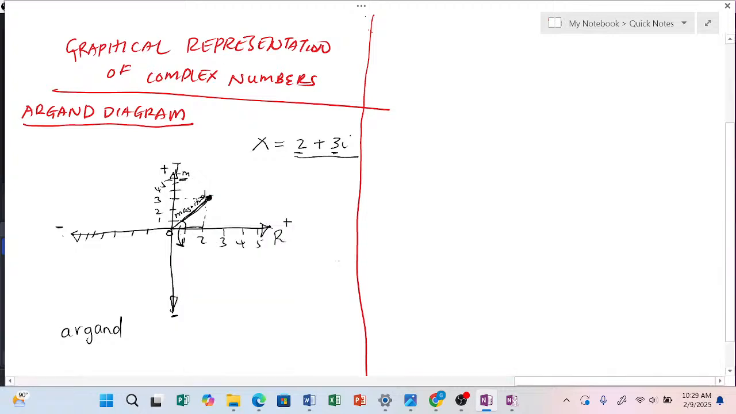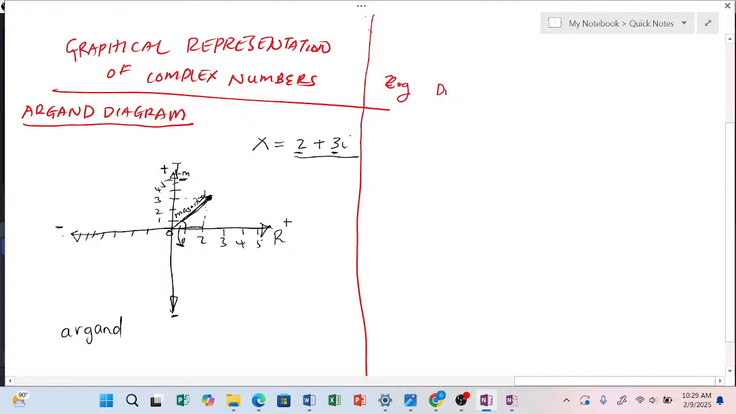So we have to know how to plot complex numbers in the rectangular form. We have to know how to plot them in the Argand diagram. So let's take some examples, then we move. Example 1.